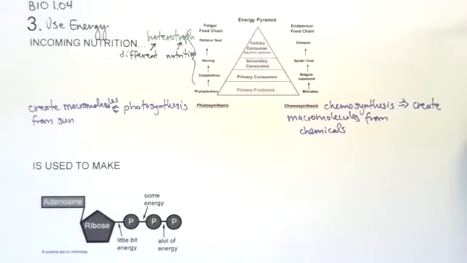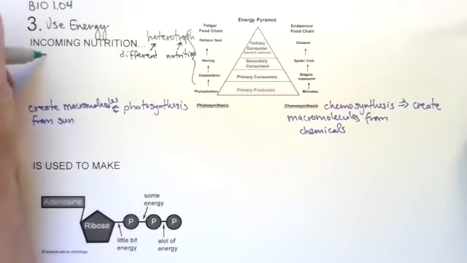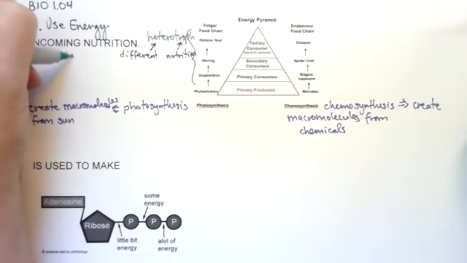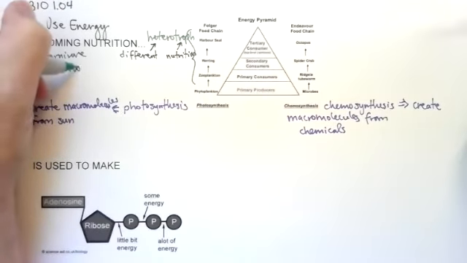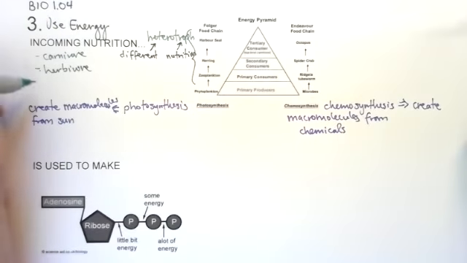Heterotrophs come in 3 types. We can have a carnivore, a herbivore, or an omnivore. And this straight up should be reviewed. Carnivores eat meat, herbivores eat plants, and we are omnivores. We eat both plants and animals.